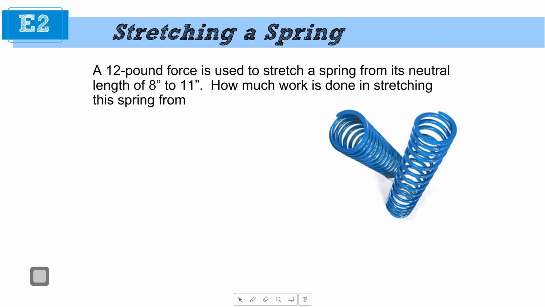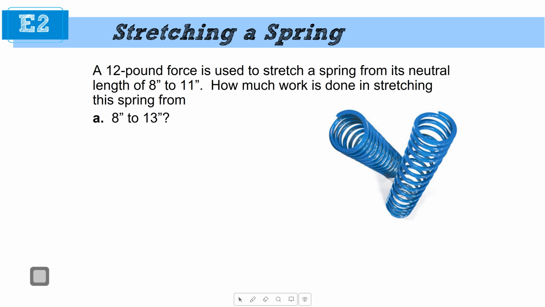All right. A 12-pound force is used to stretch a spring from its neutral position. Do you understand the concept of a neutral position on a spring? You hold the spring at the top, you just let it hang there, however far it hangs down is the neutral position of the spring. You can either compress it or you can stretch it. We're going to stretch it. So that spring hangs down 8 inches and we stretch it to 11 inches.